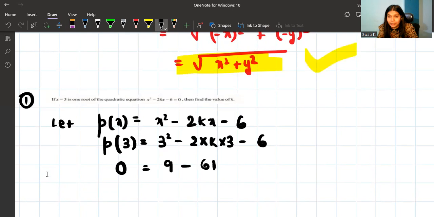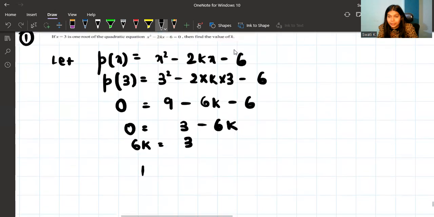Now, this will become 0 is equal to 9 minus 6, that is 3, and then minus 6k, right? So 3 minus 6k is equal to 0. If you shift minus 6k to the other side, 6k is equal to 3. So what is the value of k? k will become 3 divided by 6, which is half. So the value of k is 3 by 6, which is 1 by 2. That's the answer. So k is equal to half.